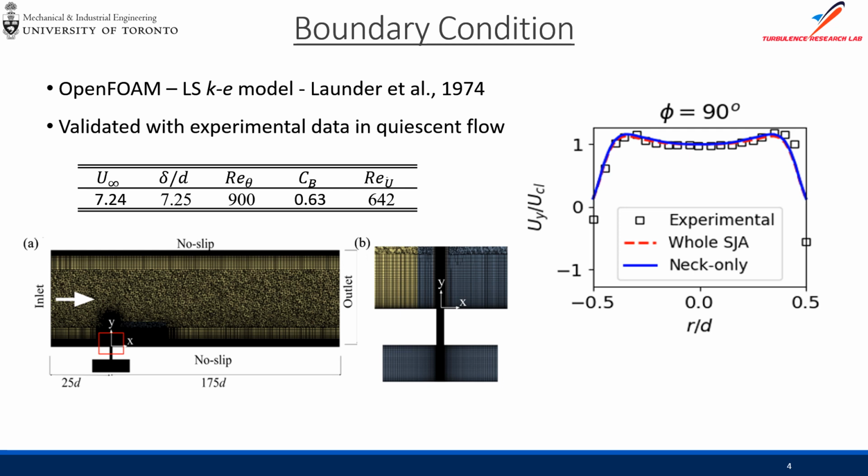The crossflow setup is pretty straightforward. It's a duct crossflow with a velocity inlet, a pressure outlet, and a no-slip condition on the top and bottom walls. The front and back of the domain have a symmetry plane applied. The free stream velocity is around 7.25 meters per second, and the momentum thickness based Reynolds number is 900.